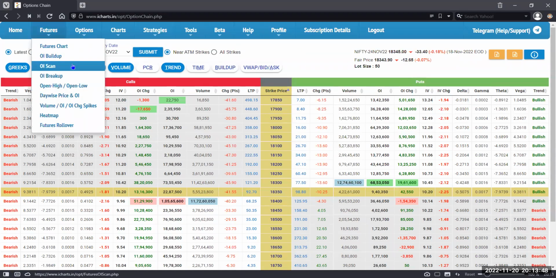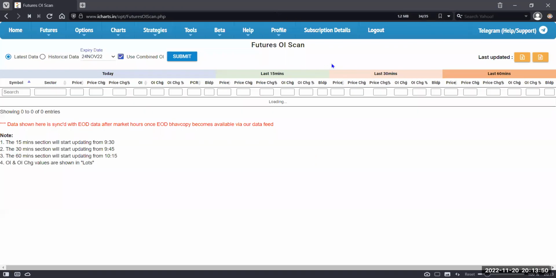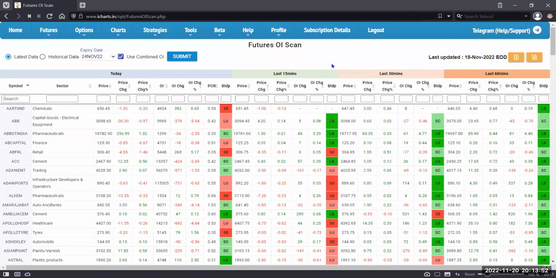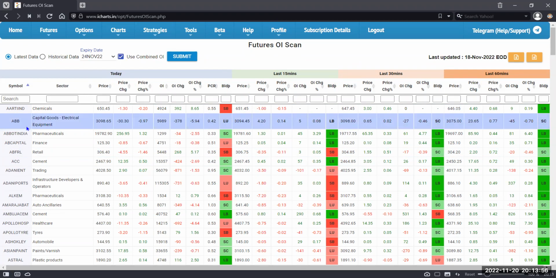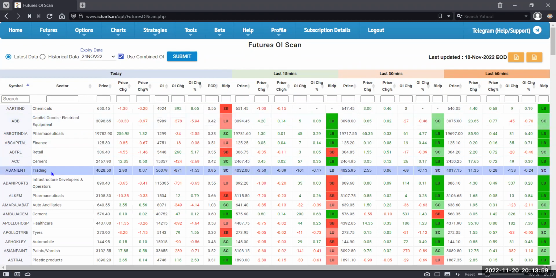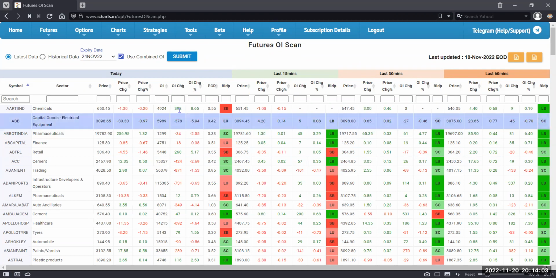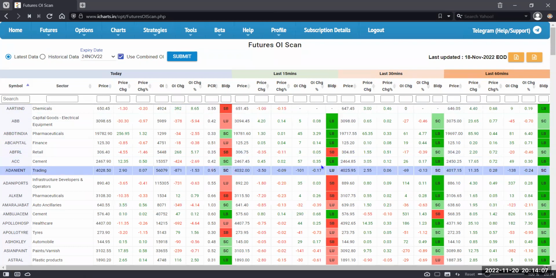Okay, we'll start with OI scan. Someone had asked me about scanning intraday stocks, basically for intraday trading. So futures OI scan, this will start updating. I mean, this particular section will take time to update.